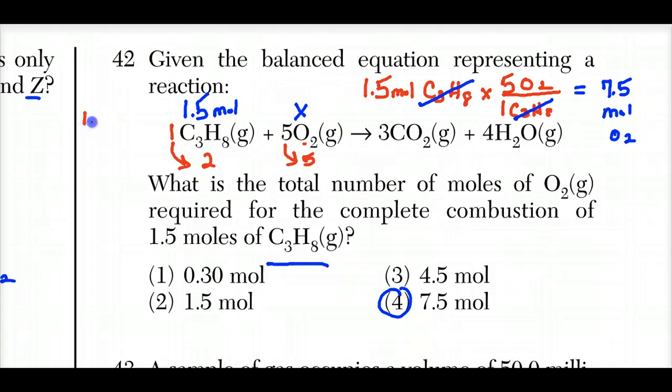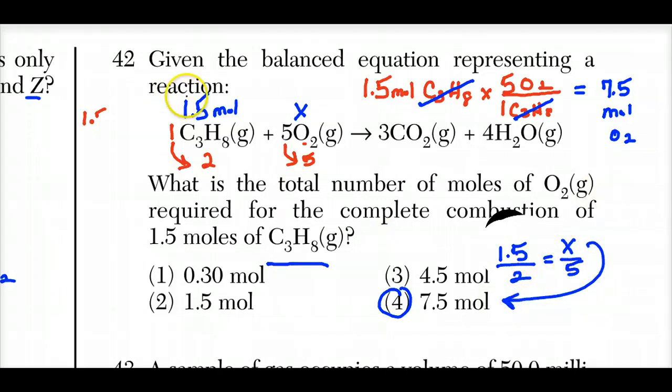It gives you 1.5. Now let's just do it like this. It gives you, let's put it down here. It gives you 1.5. Yes, I can do this. 1.5 over 2, right, equals x over 5. Crisscross and solve for your x, you'll come up with 7.5.